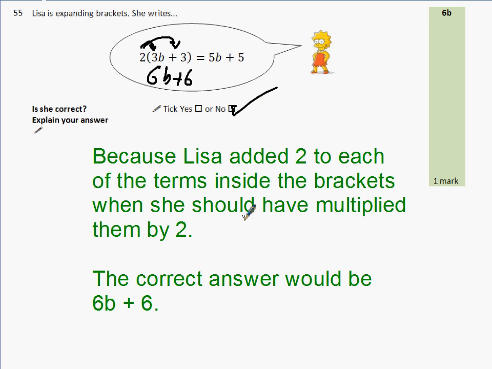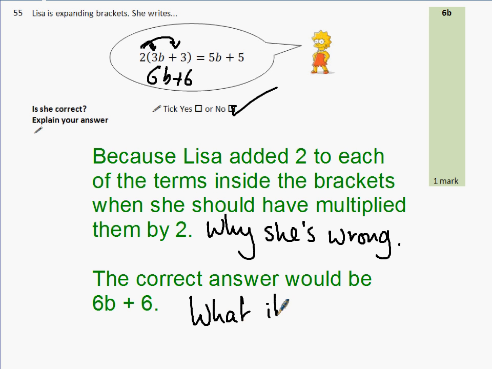Now in a model example you would explain why she's wrong. What has she done wrong? And you would say what it should be. So above I've said, because Lisa added 2 to each of the terms inside the brackets when she should have multiplied by 2, the correct answer would be 6b plus 6. That's how to give a model answer.